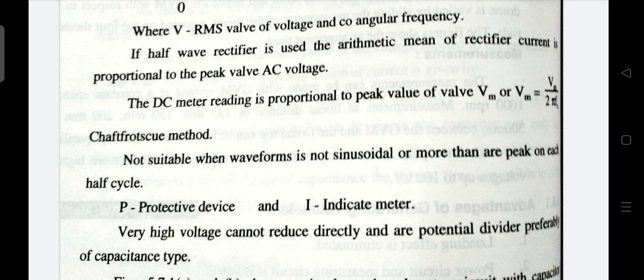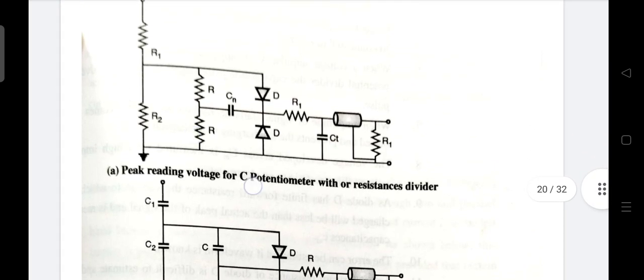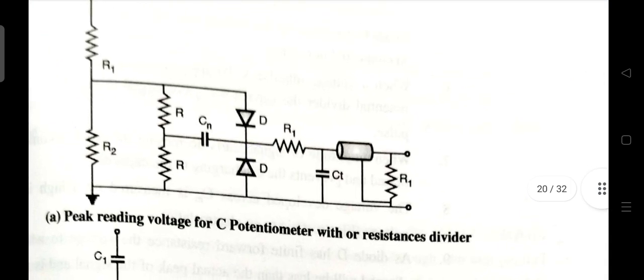When the waveform has more than one peak in each half cycle, it is not suitable. We are using a peak reading voltmeter with a resistance divider. Very high voltage cannot be reduced directly, so a potential divider, preferably of capacitance type, is used.